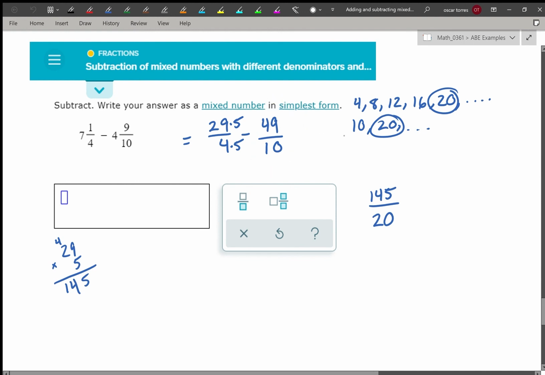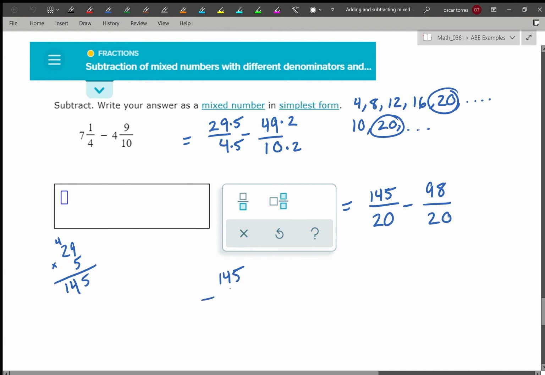Now we repeat the process for 49 over 10. How do we turn the 10 into a 20? We multiply it by 2. So we multiply the top by 2 as well. 49 times 2 gives me 98 over 20. And these two fractions are being subtracted. So now that the denominators are the same, we can go ahead and do the subtraction.